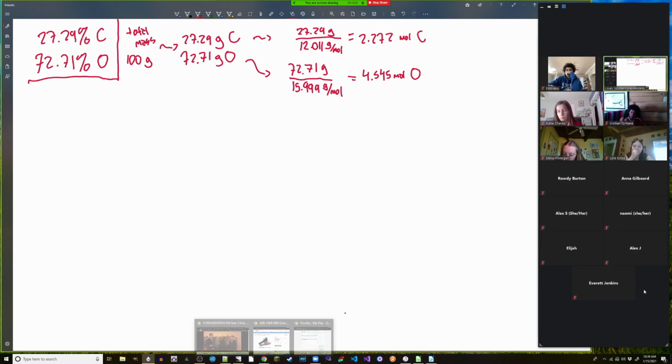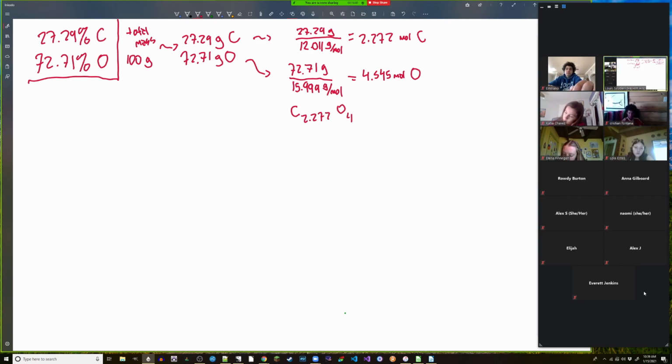And so our standard thing would be to take these numbers and put them in a little formula like this. And then we divide by whichever one is smaller. In this case, it's 2.272. And just to be really precise, I'm going to take the exact numbers I have in my calculator from doing these calculations and divide them.